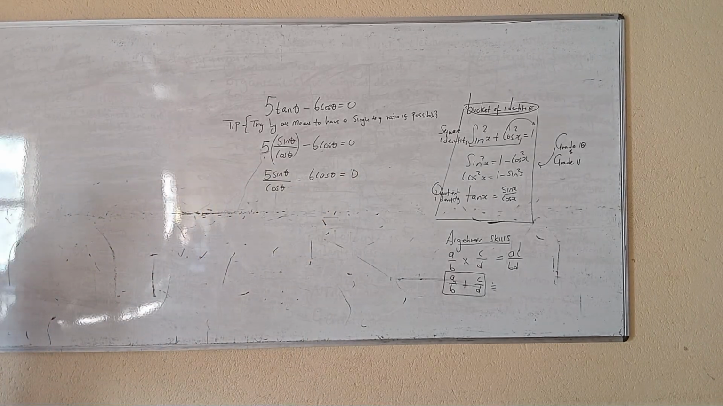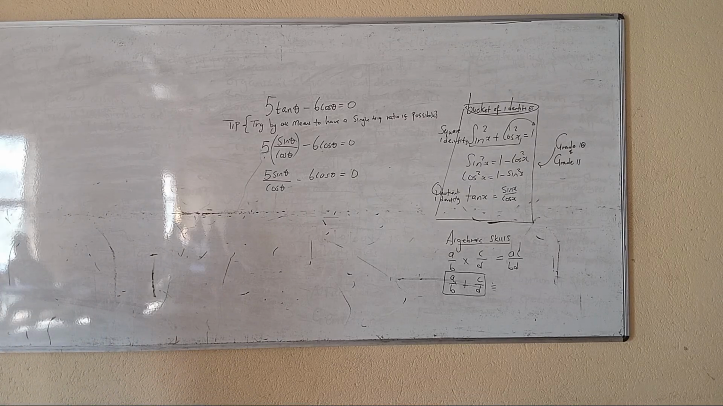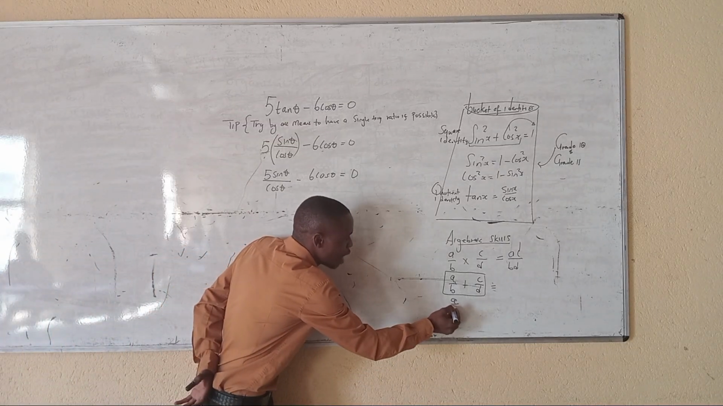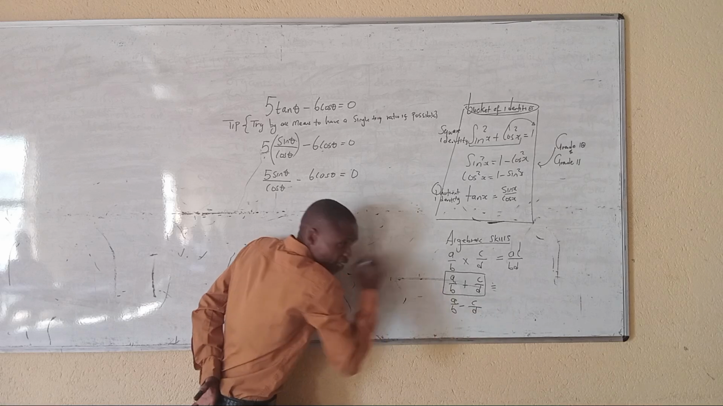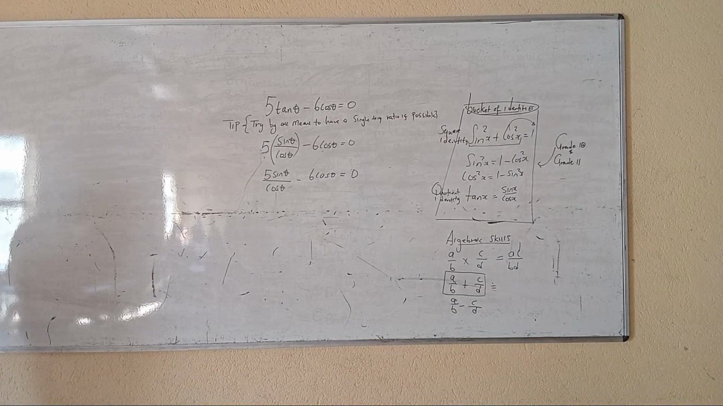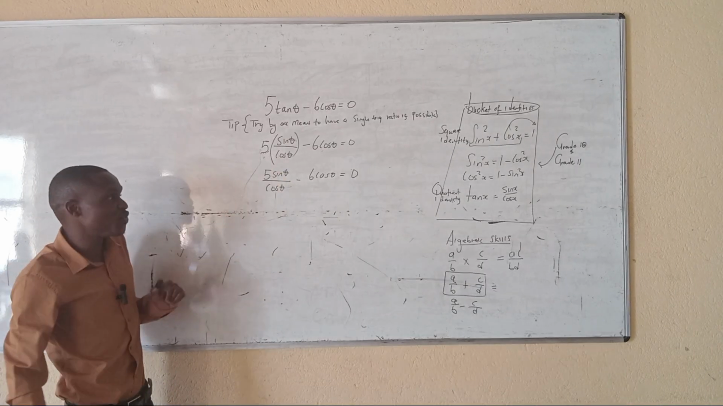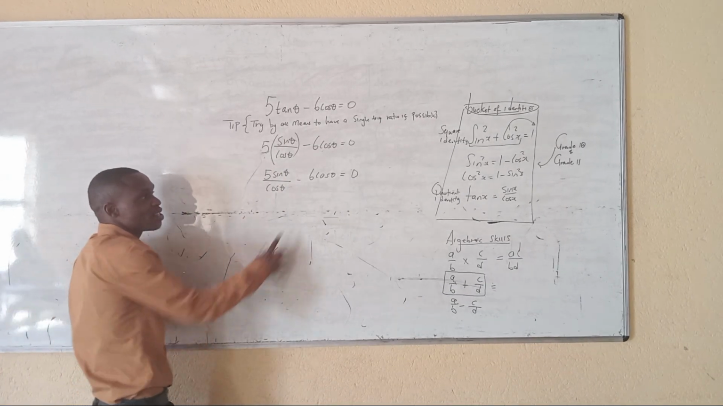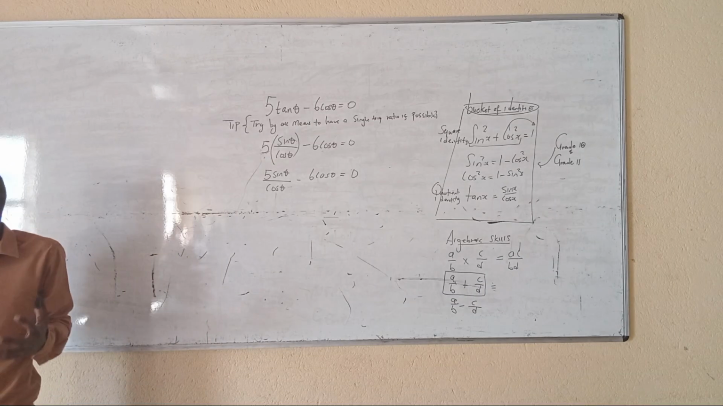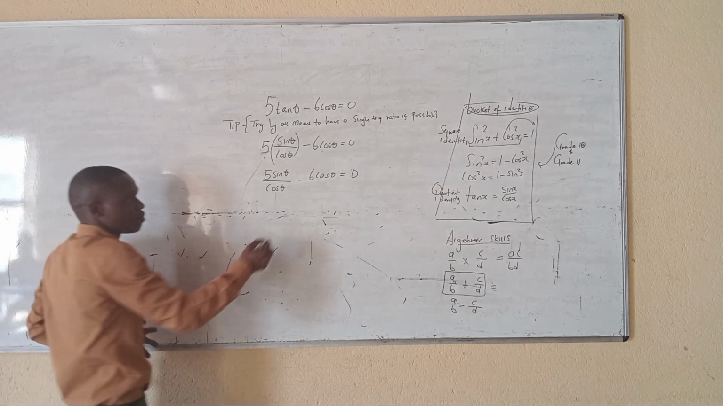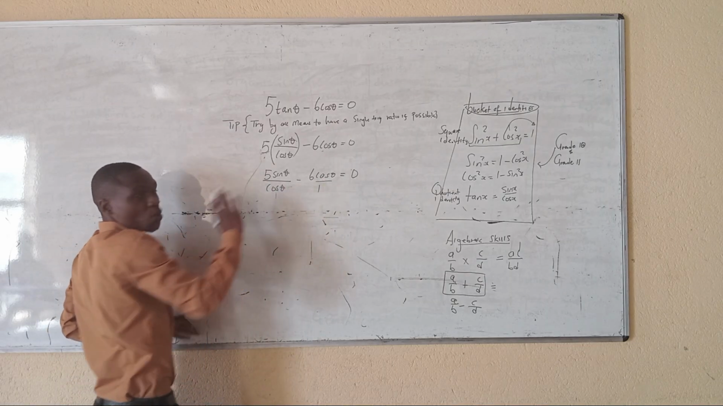So I'm dealing with algebra. With this algebra, you need to know how to multiply fractions and how to add, and not only add, but also subtract fractions. So our level is 5 sine theta over cos theta minus 6 cos theta. This 6 cos theta, you can see it as 6 cos theta over 1. So I want us to focus on the left only.